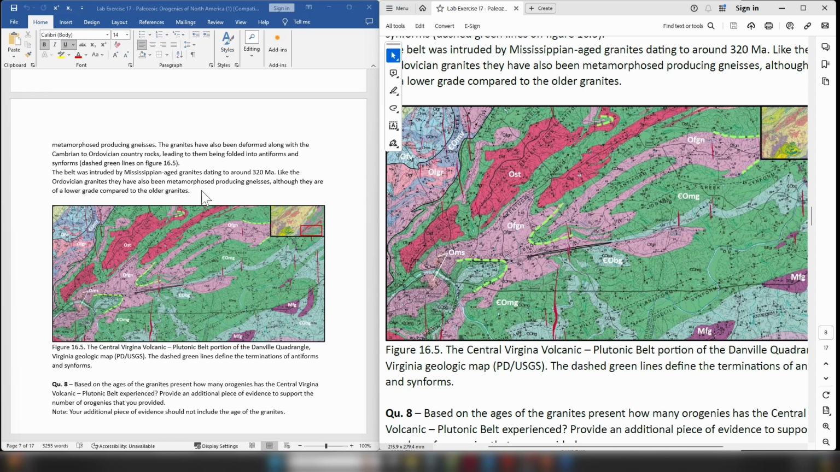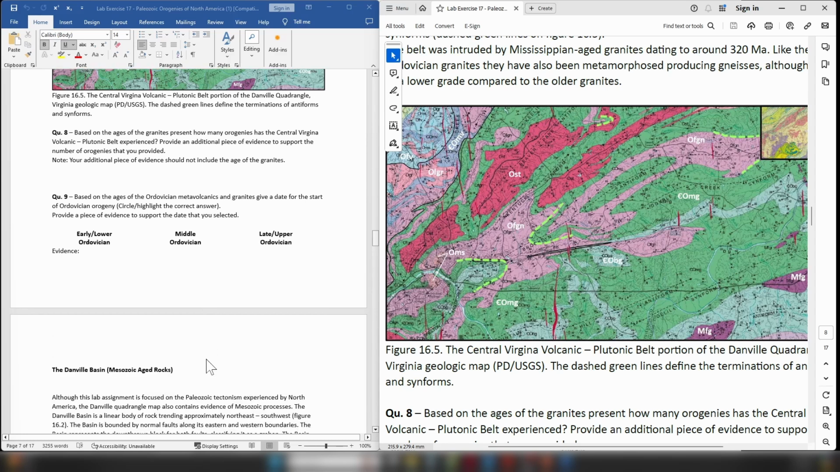Okay, so question 8. Based on the ages of the granites present, how many orogenies has the Central Virginia Volcanic Belt experienced? And you're going to provide an additional piece of evidence to support the number of orogenies that you provide. So think about what's present in the area. We have these antiforms and synforms, and we have these intrusive igneous rocks. So think about which one of these two features is going to give us the best source of information about how many orogenies this particular area has been affected by.